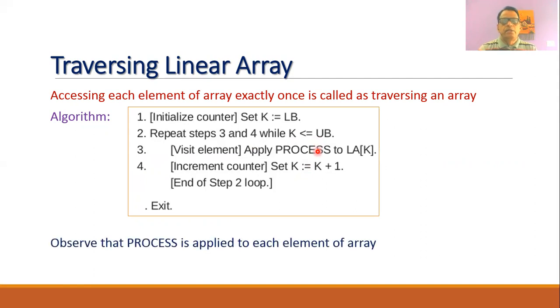Now, as far as this algorithm is concerned, one can easily observe that here we have written a process. The process is something that you need to apply when you are visiting the element. The process can be reading the element, printing the element, or making some computation with that element. When we compute the complexity of this algorithm, it will be of the order of n. If there are n elements in the array, we will be visiting each element once, and therefore the complexity is of the order of n.